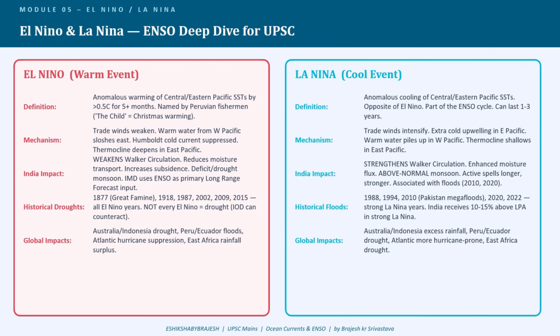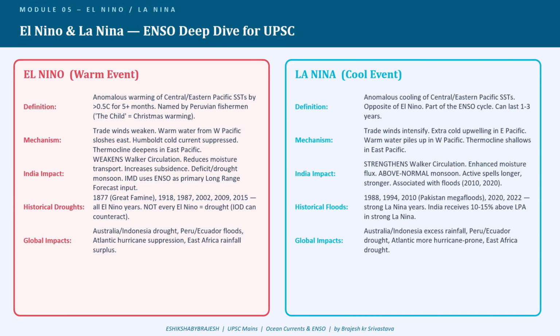Definition: El Nino is an anomalous warming of the central and eastern Pacific Ocean by more than 0.5 degrees Celsius, maintained for 5 or more consecutive months, measured in a region called Nino 3.4 between 5 degrees north and 5 degrees south latitude.